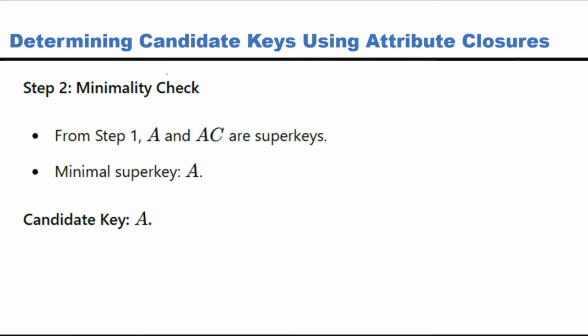So from step one, obviously, A and AC are the super keys. So here you don't have to further investigate. Minimal super key is what? A. So there is only one candidate key, which is A. We have computed this one. Can I go with a different example? One more example I will take, and we'll try to understand further about the candidate key.